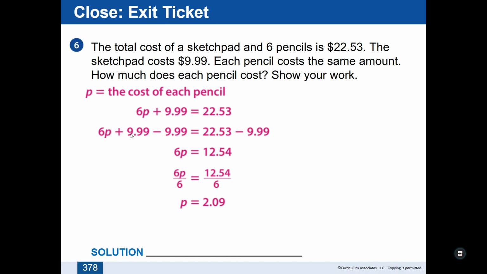So right here we're taking $9.99 and we're subtracting $9.99 from both sides, and we get 6P equals $12.54. To find the price of 1 pencil, we divide both sides by 6 to get that to cancel out to be a 1. And we divide this side by 6 to keep it balanced. So we find out that these are expensive pencils. They cost $2.09 each. So each pencil costs $2.09.